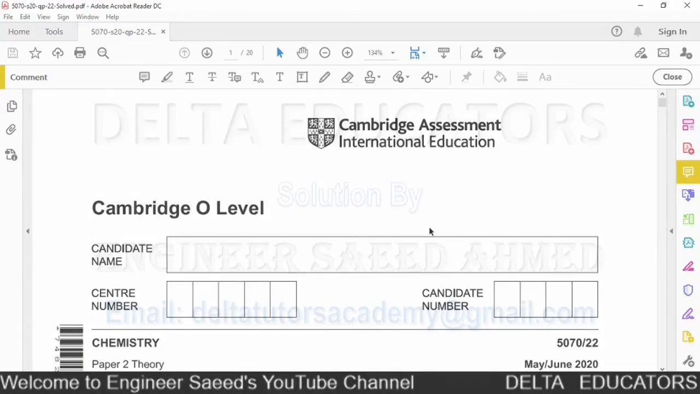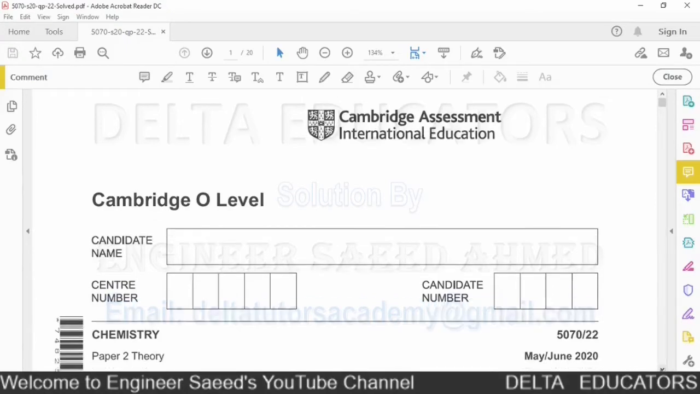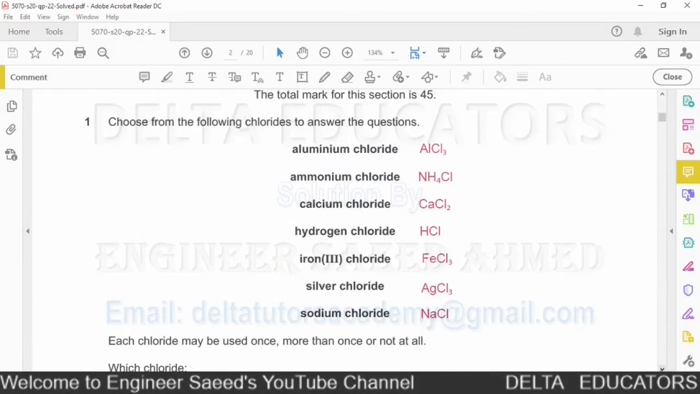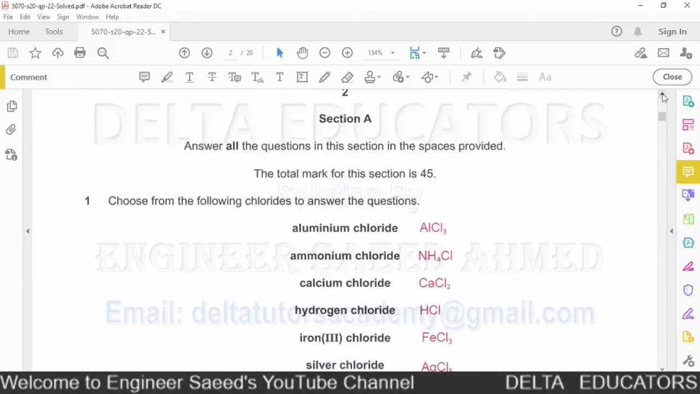O-Level Chemistry, Paper Code 5070, Paper 2, Variant 2, May-June 2020. Today we will solve Section A of the paper. Section B we will solve in the next session.